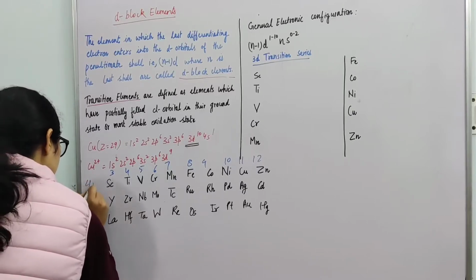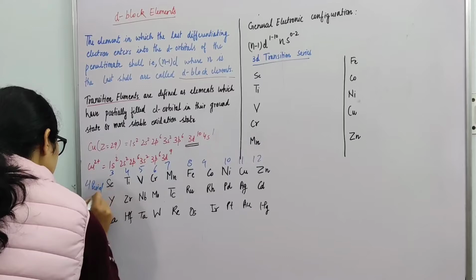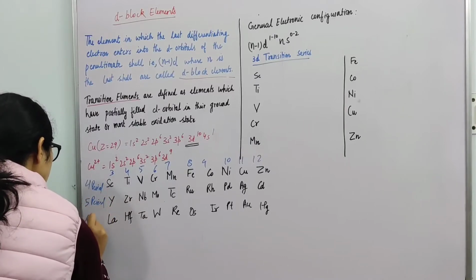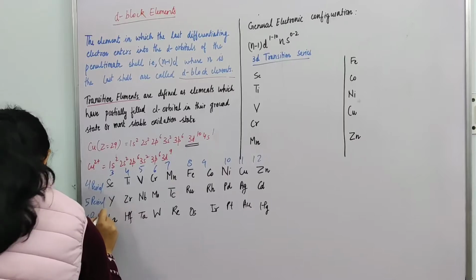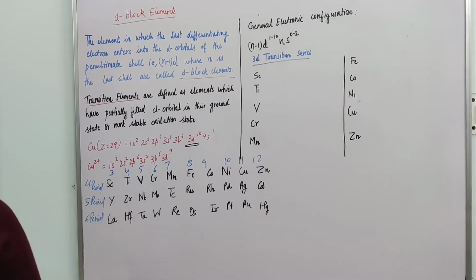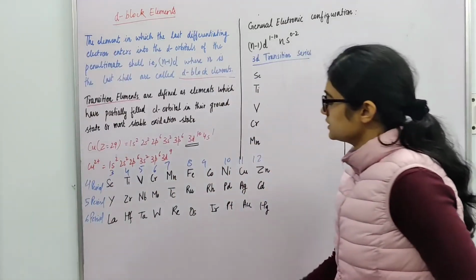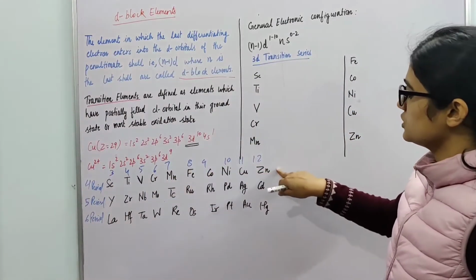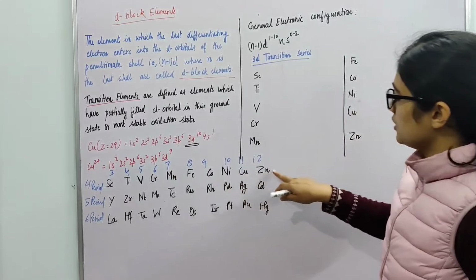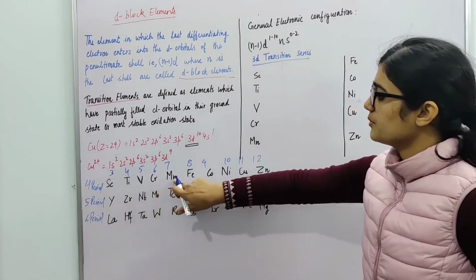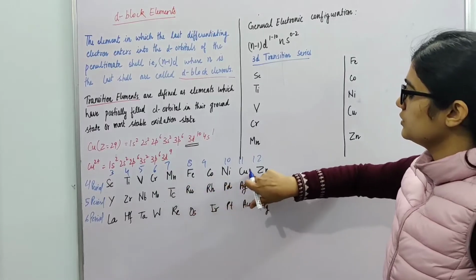This is 4th period, this is 5th period, this is 6th period. And if you consider the transition series, this is the first transition series from scandium to zinc: scandium, titanium, vanadium, chromium, manganese, iron, cobalt, nickel, copper, zinc.